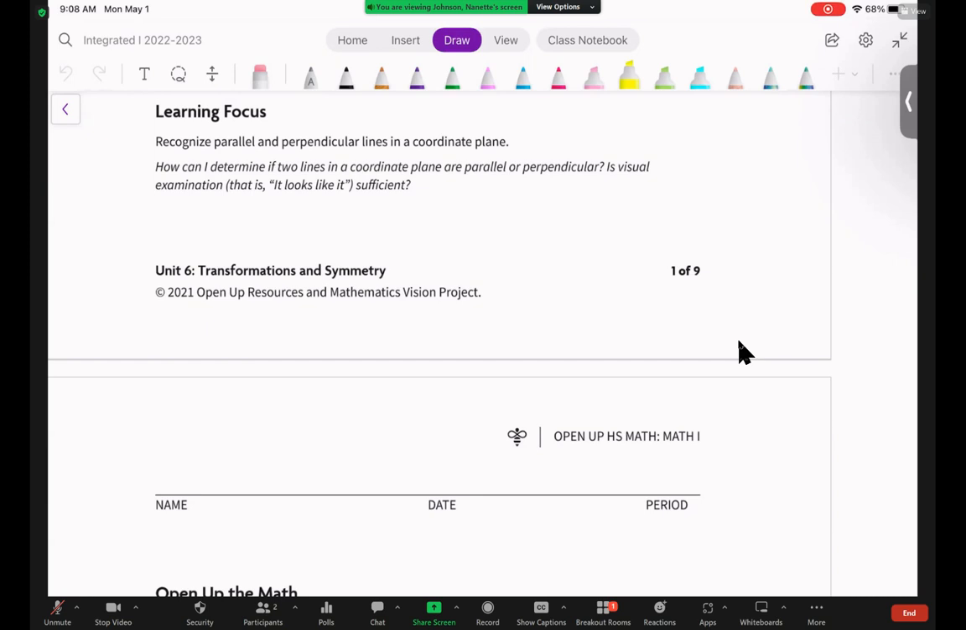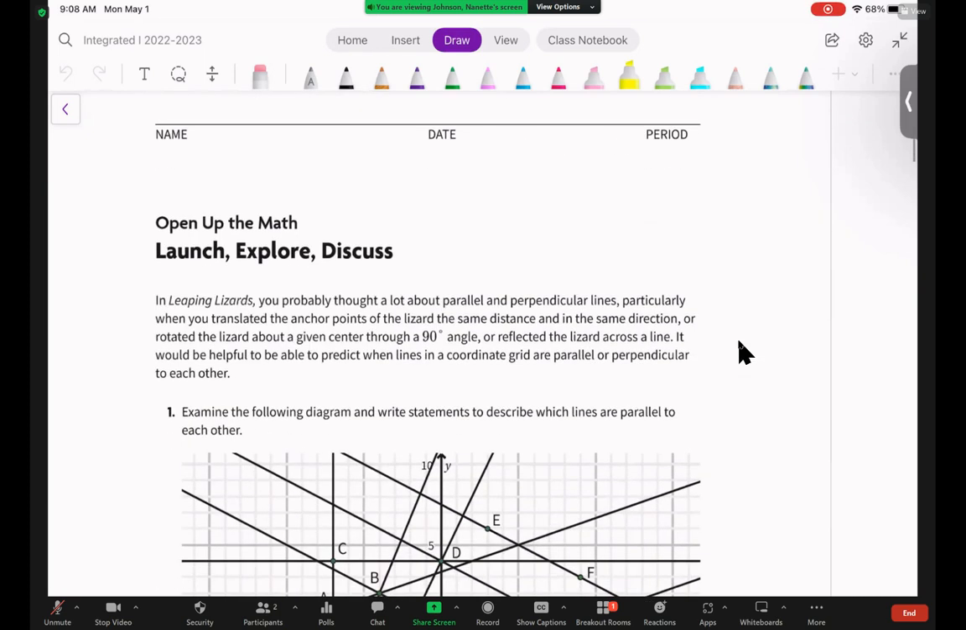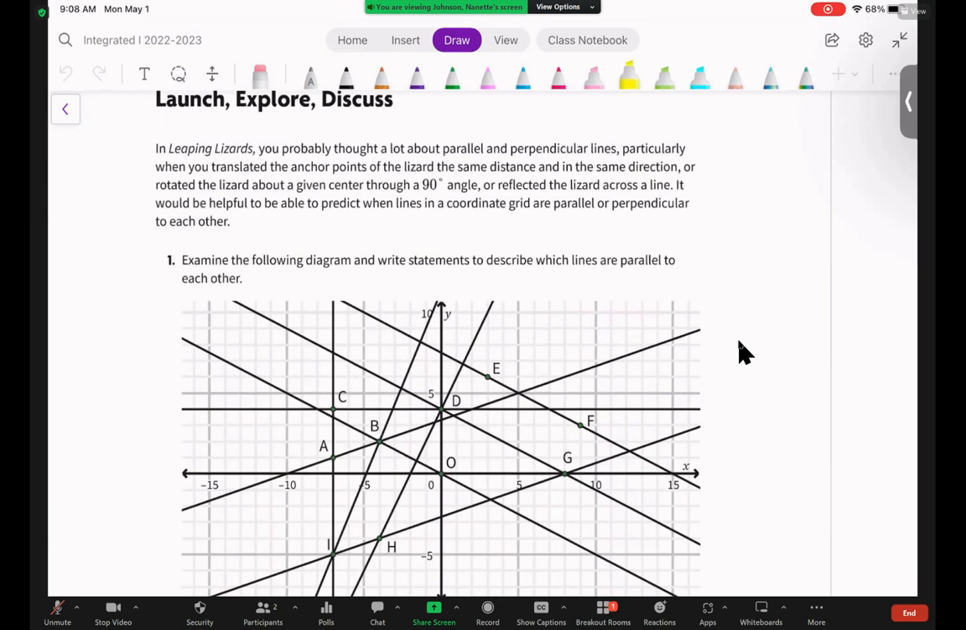Okay, so we need to come up with a way to tell if two lines are parallel beyond just it looks like it. In Leaping Lizards, you probably thought a lot about parallel and perpendicular lines, particularly when you translated the anchor points of the lizard the same distance in the same direction, or rotated the lizard about a given center through a 90-degree angle, or reflected the lizard across a line. It would be helpful to be able to predict when the lines in a coordinate grid are parallel or perpendicular to each other. So examine the following diagram and write statements to describe which lines are parallel to each other.